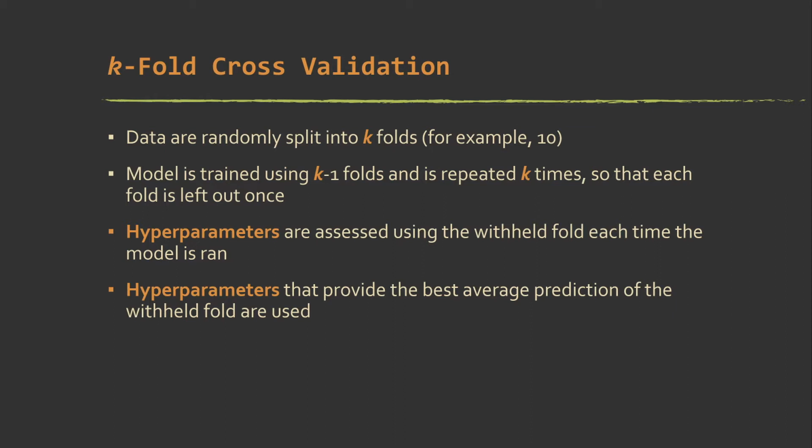10 is probably the most common. But if you have a really small sample size, I tend to use a smaller number, so you don't have a small set in each fold. So what a fold is, basically, is a non-overlapping set of the data.